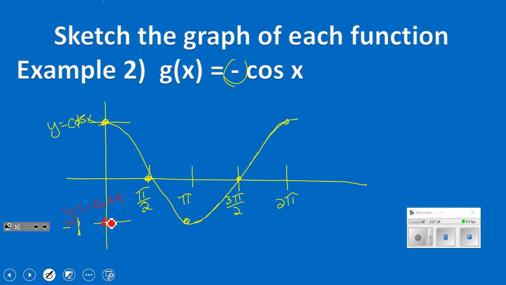-1. Everybody agree? 1 times -1 would be -1. What about the second one, which is 0? What's negative times 0? It's still 0. And then the third one was -1, so now it's going to be +1. And you go back like so, and it goes up, and then it goes down. Again, try to not make it look like a V. Make sure it looks like a curve.